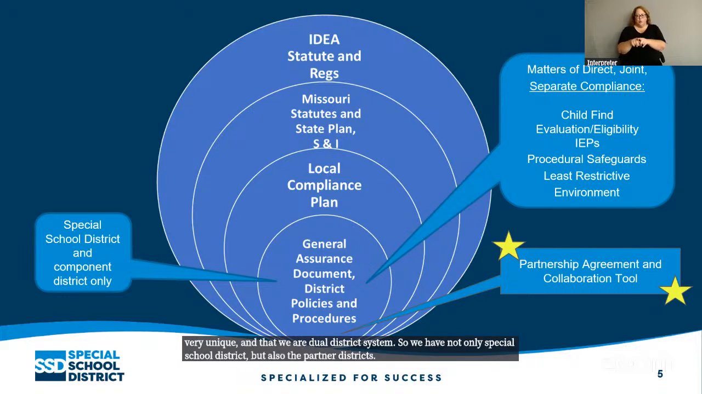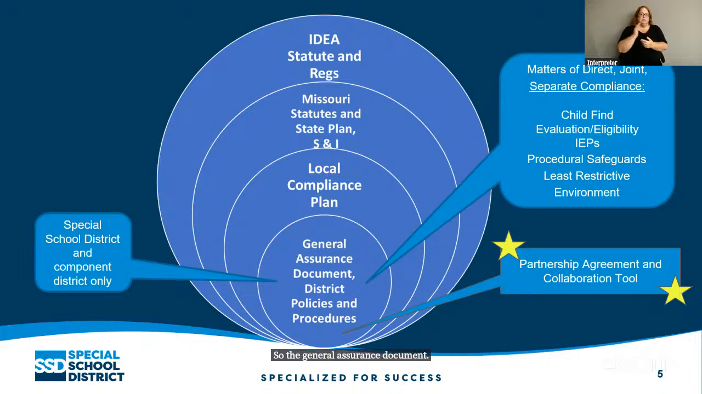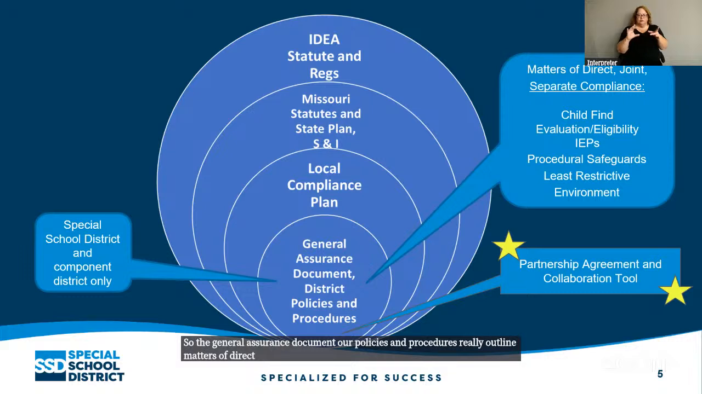So the general assurance document, our policies and procedures, really outline matters of direct, joint, and separate compliance. So special school districts, as well as the partner districts, are very clear and aware of what their responsibilities are. Whether that be joint responsibilities, each of us have separate direct ones, and then how we work together.